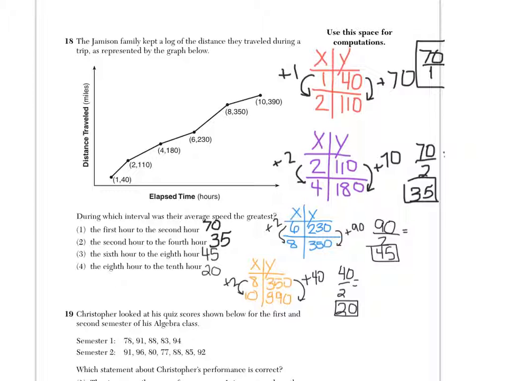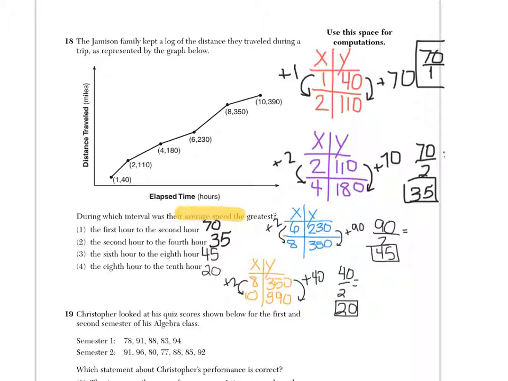Question 18 is asking us about average speed, aka the average rate of change. If you recall, what we've done in class is anytime that we see average rate of change, we take 2 points, make a table. We've done this 1, 2, 3, 4 times. This is for answer choice 1, this is for answer choice 2, answer choice 3, and answer choice 4.